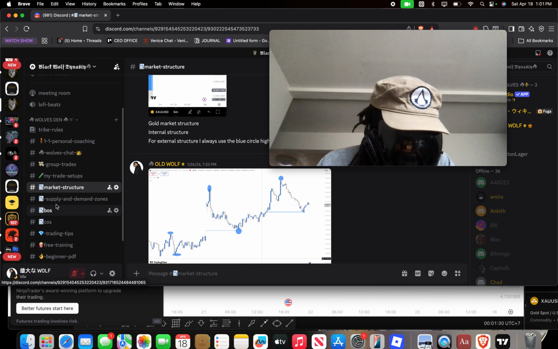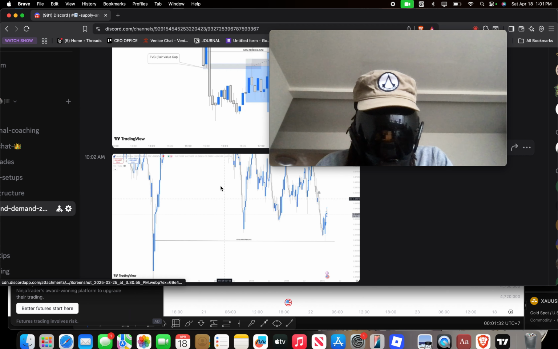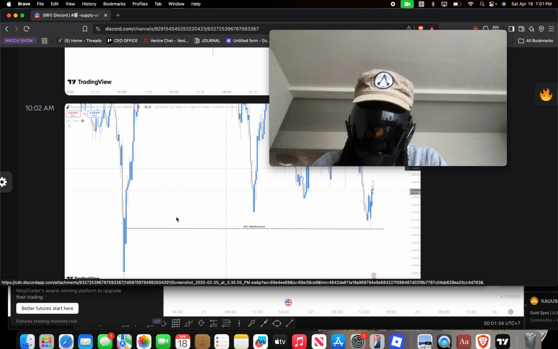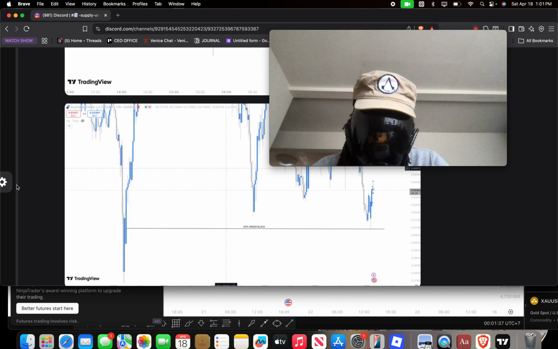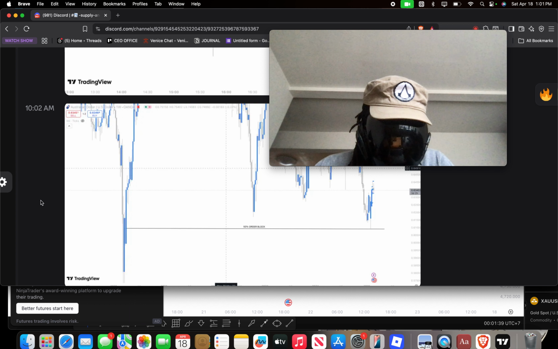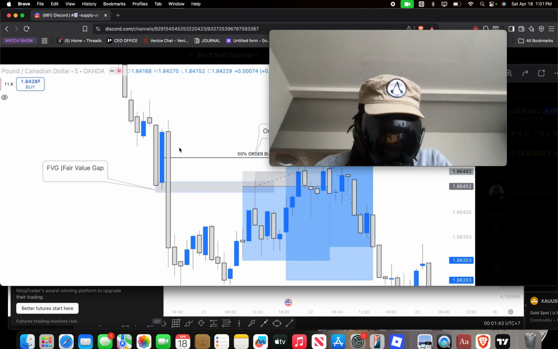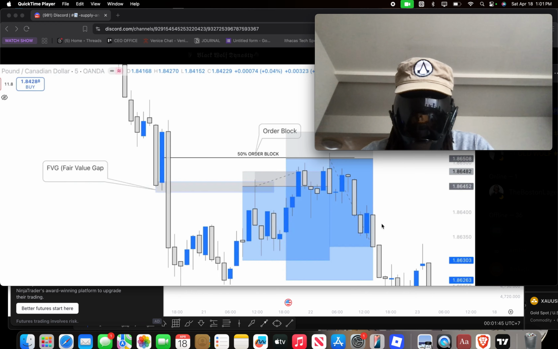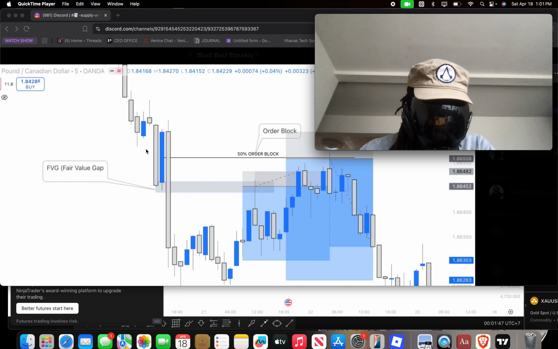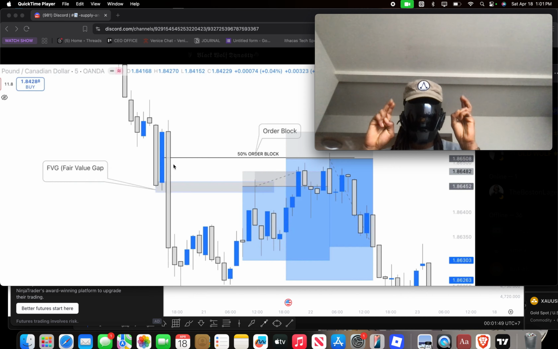So let's take you to another chat. This is the supply and demand chat. This chat shows you the type of supply and demand that I trade via screenshots, and also I type some stuff out. So like here, this is an example of an order block, which is one of the types of supply and demand that I trade. This is a supply zone. And so this would be a trade. This will be a trade setup.